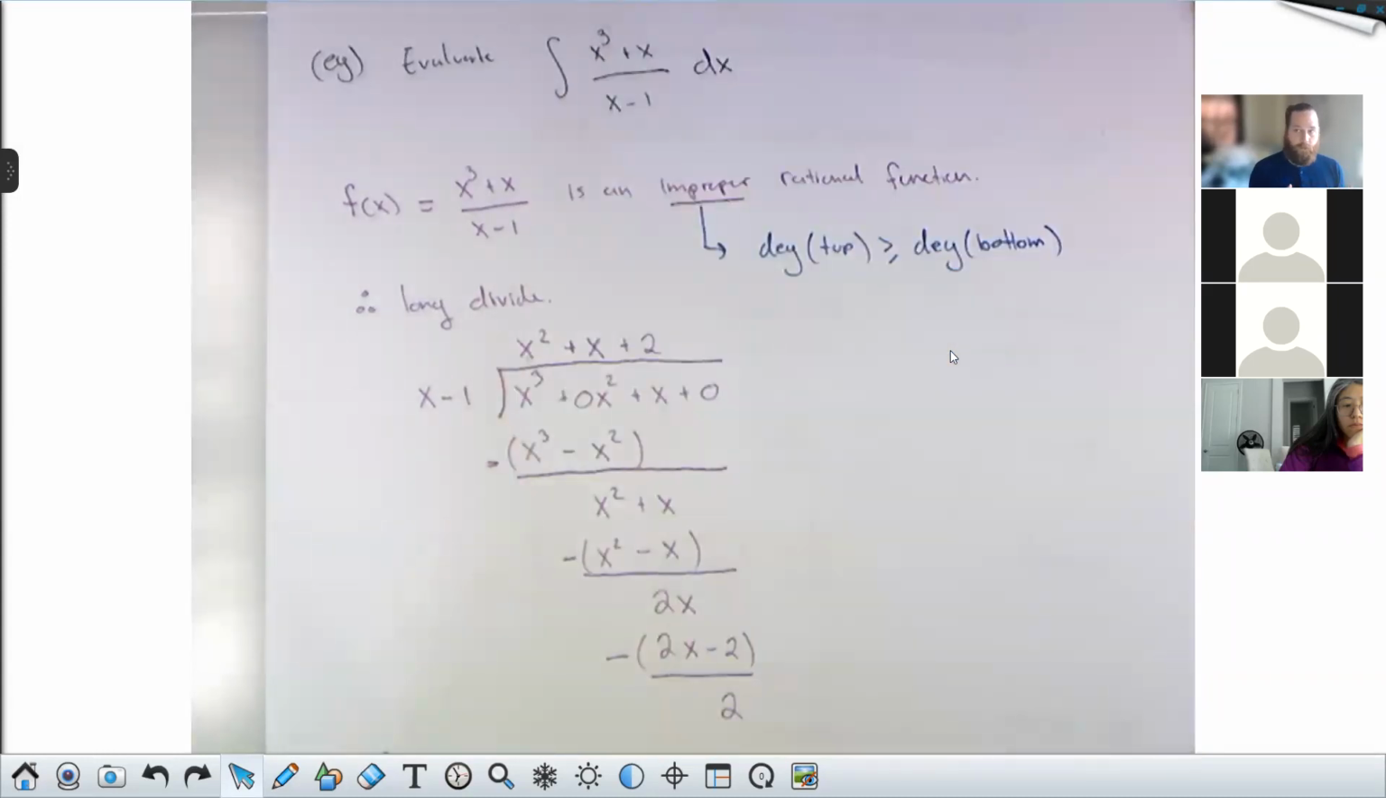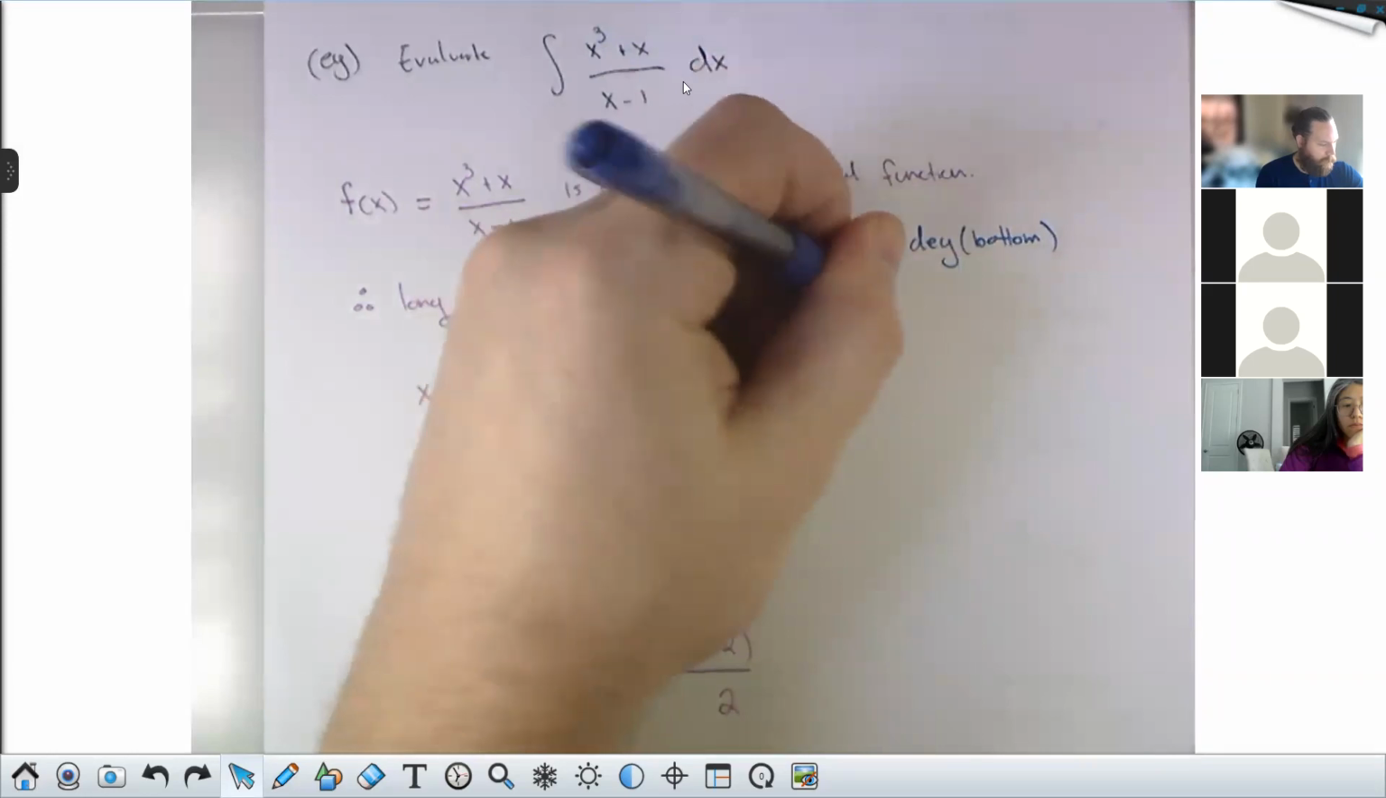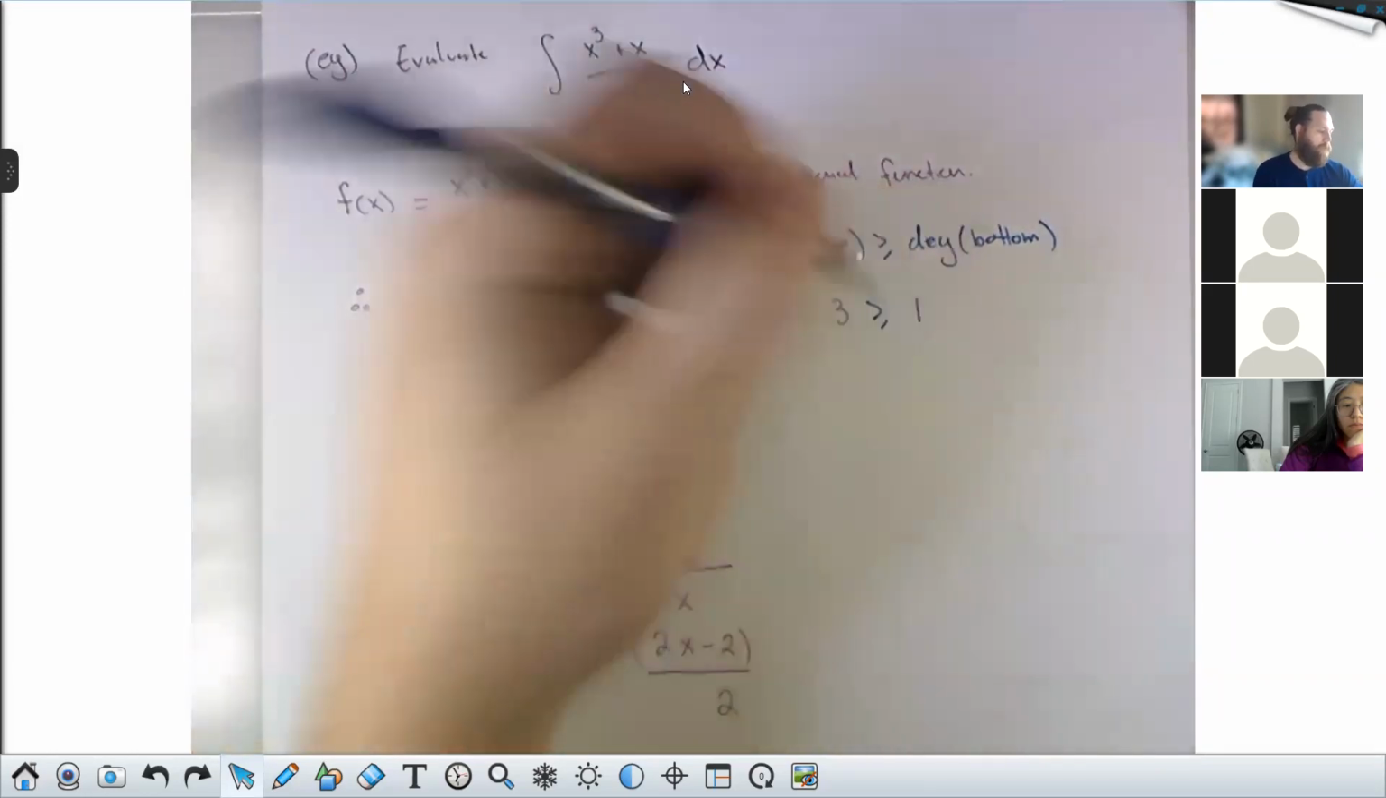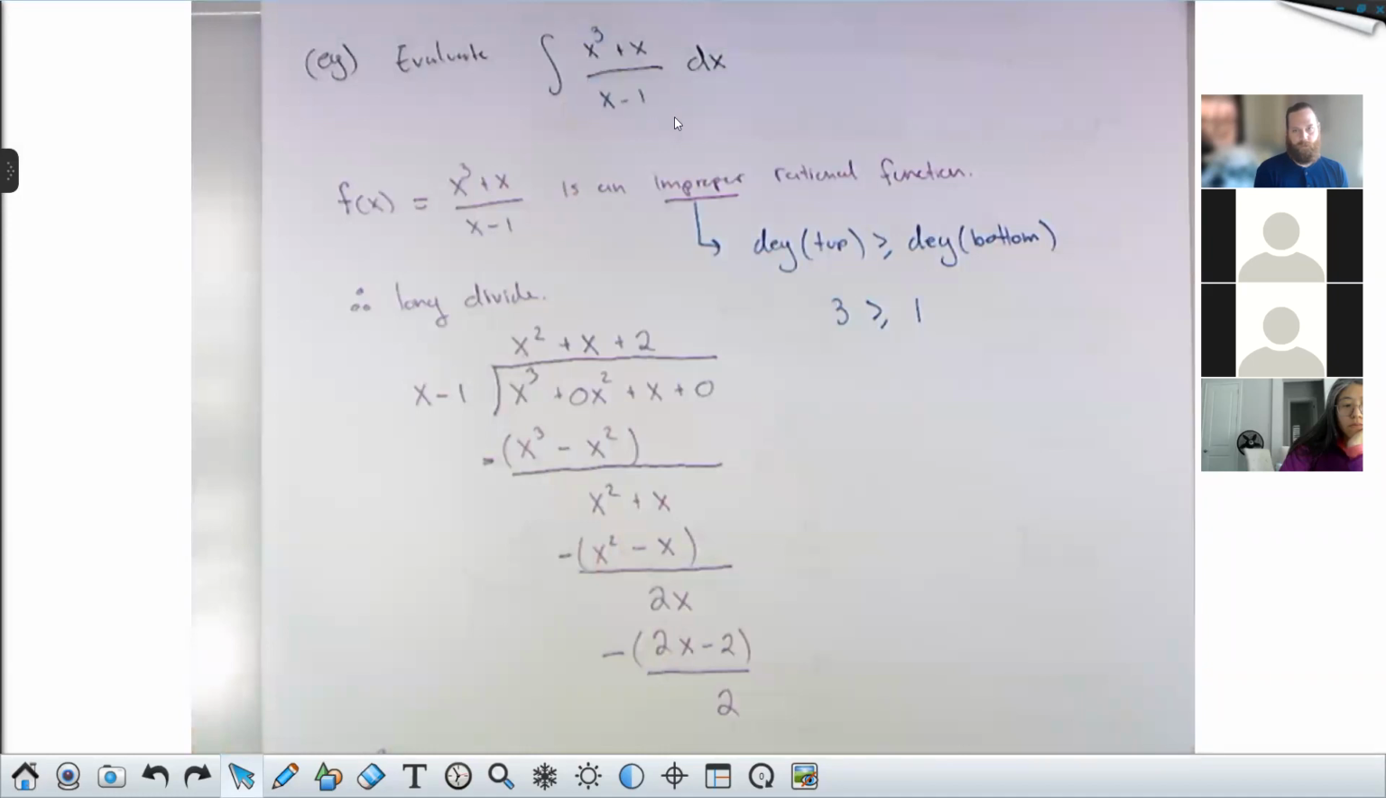So remember, with rational functions, we're always talking about polynomials over polynomials. The top and bottom will both be a polynomial. Every polynomial has a degree, right? A non-negative integer that is the largest power of x. The degree of the top here was 3. The degree of the bottom here is 1. So since the degree of the top is bigger than the degree of the bottom, we know this thing is improper and therefore must long divide. So anytime you are given an improper rational function to integrate, you will always long divide.